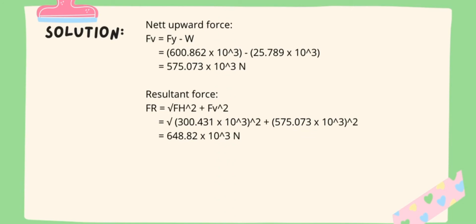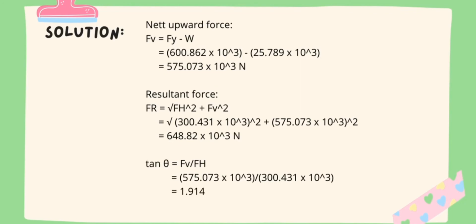Okay, next we need to find the direction of the force. So that will be the tangent of theta equivalent to Fv divided by Fh. So just now we already defined Fv and also Fh. So over here that would be 575.073 exponent 3 divided by 300.431 exponent 3. That would give us 1.914.